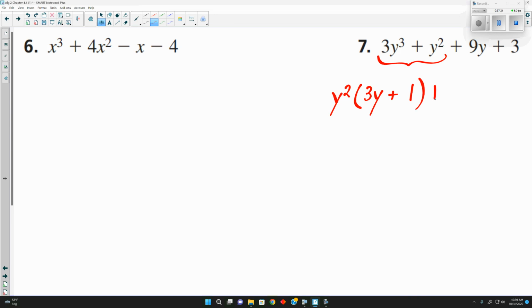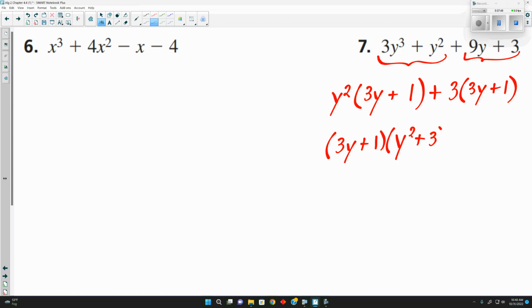Plus, what is our greatest common factor between 9y and 3? 3. So if I divide 9 by 3, we get 3y plus 1. Now what's in common with both of these here? 3y plus 1. And it's being multiplied by y squared plus 3. And that's it. Any questions on any of this here?